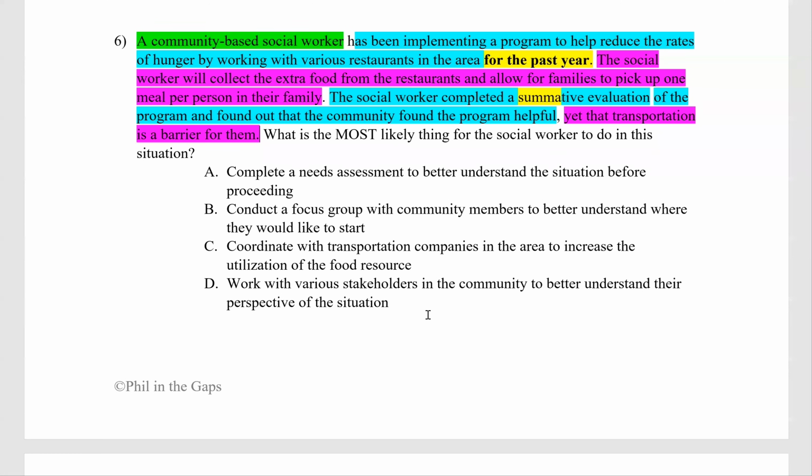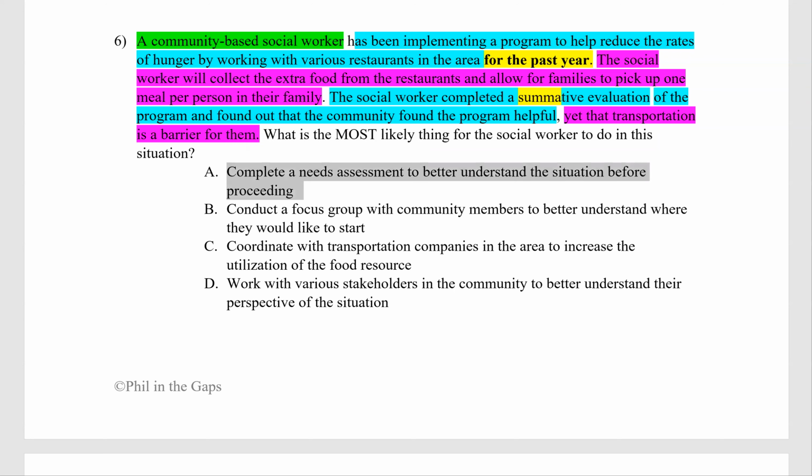So, quick review. Community-based social worker implementing a program to help reduce the rates of hunger, working with various restaurants in the area for the past year. Any length of time, hop on top of it because it paints a picture of what we're looking at this given moment. We collect extra food from restaurants and allow for families to pick one meal up per person in the family. We completed a summative evaluation, which is a part of program evaluation, which is capturing a summary of an already established program. We found out it was helpful, and transportation is a barrier for them. So keep that in mind as we go through each answer choice.